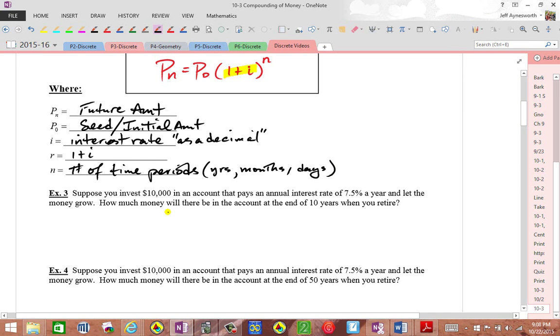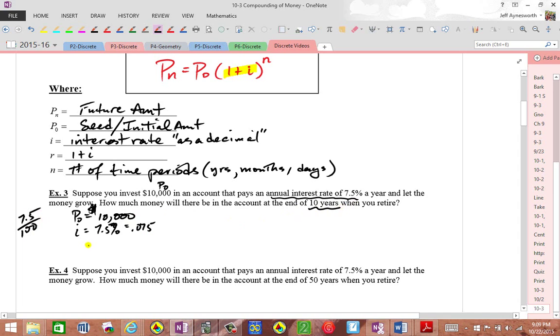Here we go. Suppose that you invest $10,000 into an account. There's your seed right there, your initial amount. So $10,000. It pays an annual interest rate of 7.5%. There is I, so 7.5%. That's 0.075. If you don't know that, take 7.5 and divide by 100 and you get 0.075. Use your calculator. So you put it in an account and let it grow. How much money will be there at the end of 10 years?